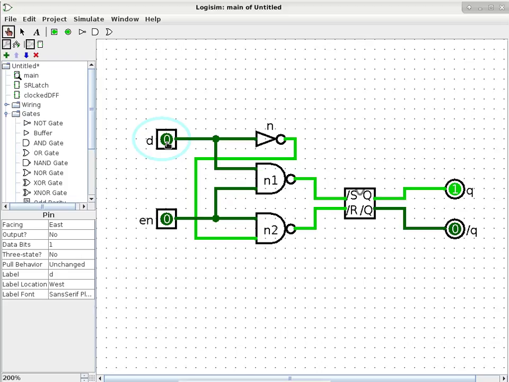Is that okay? So this is one of the most basic memory devices that separates what information needs to be stored from when it should be stored. Is that okay? All right, cool.